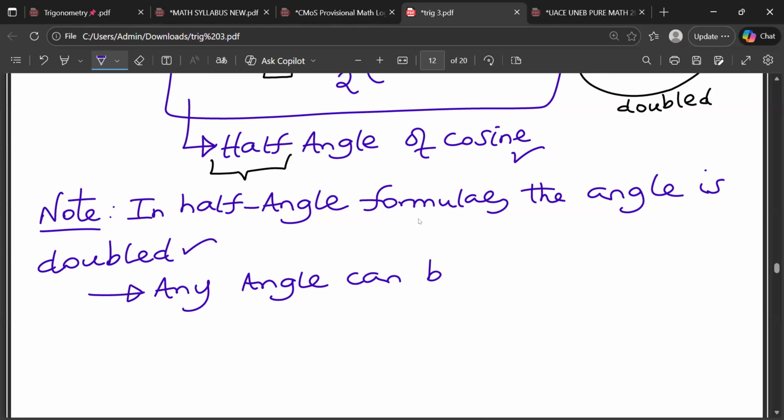So there is nothing like we only double A or we only double X. No, any angle can be doubled. Yes, provided you double well. We can put it in the half angle formula.